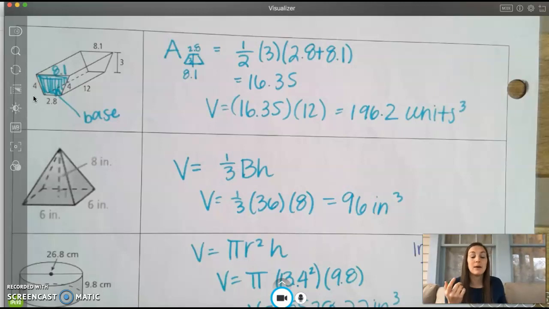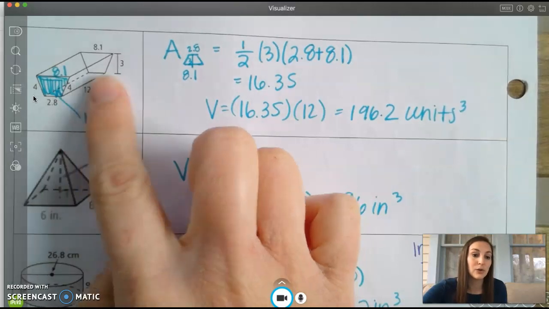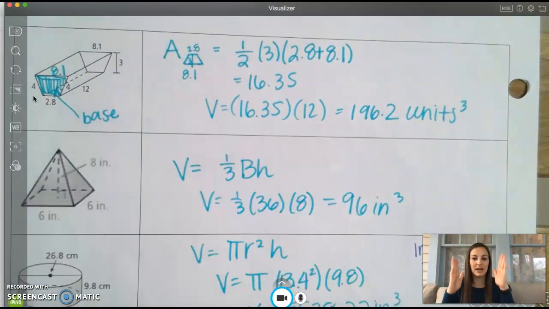And this prism is on its side, right? It's the same way as if I held the candle like this. So I took my prism and it's on its side. So the height is not 3. The height is the length that connects the two bases. So again, our length connects our two bases, so wherever that may be. Okay, so this one is 12.